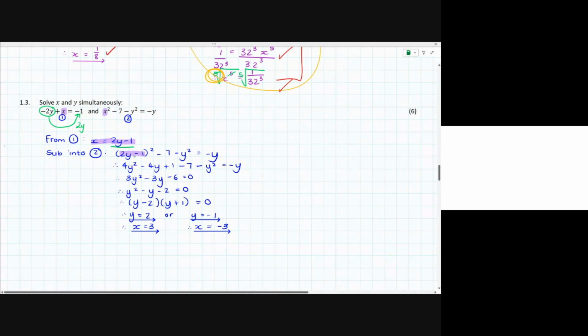Then I expand out that bracket. So (2y minus 1) times (2y minus 1). That gives me this trinomial over here. Then the minus 7 minus y squared equals negative y. Simplify everything, so essentially standard form. I get 3y squared minus 3y minus 6 equals 0. I can divide everything by 3. So I do, and I get y squared minus y minus 2 equals 0. Factorize that and I get my solutions.